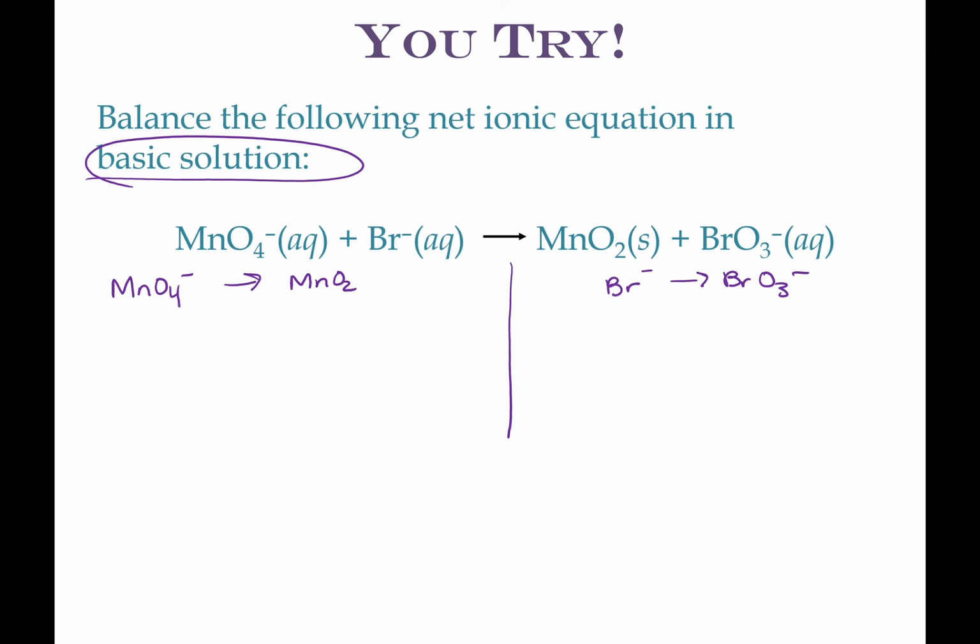Balance for everything except hydrogen and oxygen. 1 manganese on both sides, we're good. 1 bromine on both sides, we're good. Now we balance for oxygen by adding water to the oxygen deficient side. So I need 2 more oxygen over here. Now I balance for hydrogen by adding H plus to the hydrogen deficient side. So I need 3 water over here. And now I have 6 hydrogens, so I'm going to add those on this side.